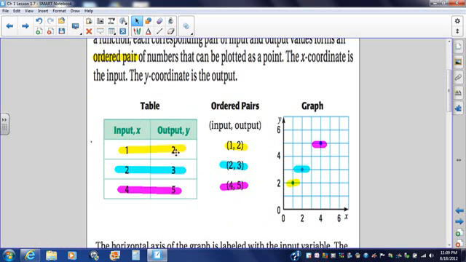1 and 2 here in yellow make an ordered pair. So I go over 1 and up 2. 2 and 3 make an ordered pair. So I have 2 comma 3. I start at my origin. I go right 2 and up 3. This is 2 comma 3. Then I have the ordered pair 4 comma 5. Start at the origin, go right 4 and up 5.